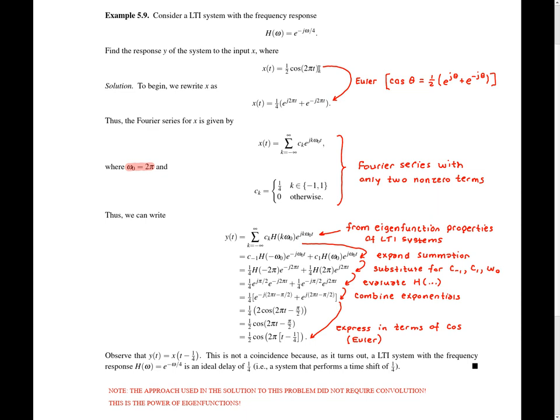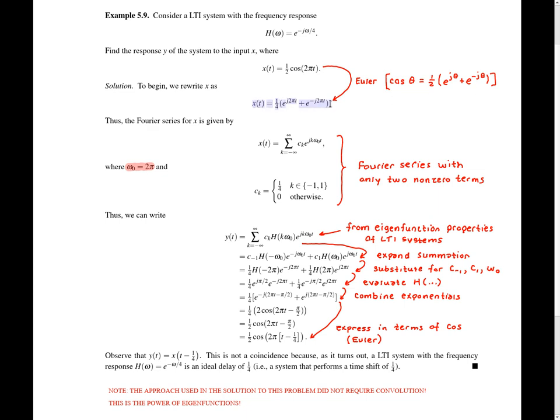So in order to do this, what we need to do is rewrite the function x, in other words the input to the system, as a weighted sum of complex sinusoidal functions. In other words, write it as a Fourier series. So to do this, what we want to do is take the cosine function and use Euler's relationship to rewrite it as a pair of complex sinusoidal terms. So in other words, we can use this particular relationship here to rewrite the cosine function as a pair of complex sinusoidal terms. And this gives us this next line here.